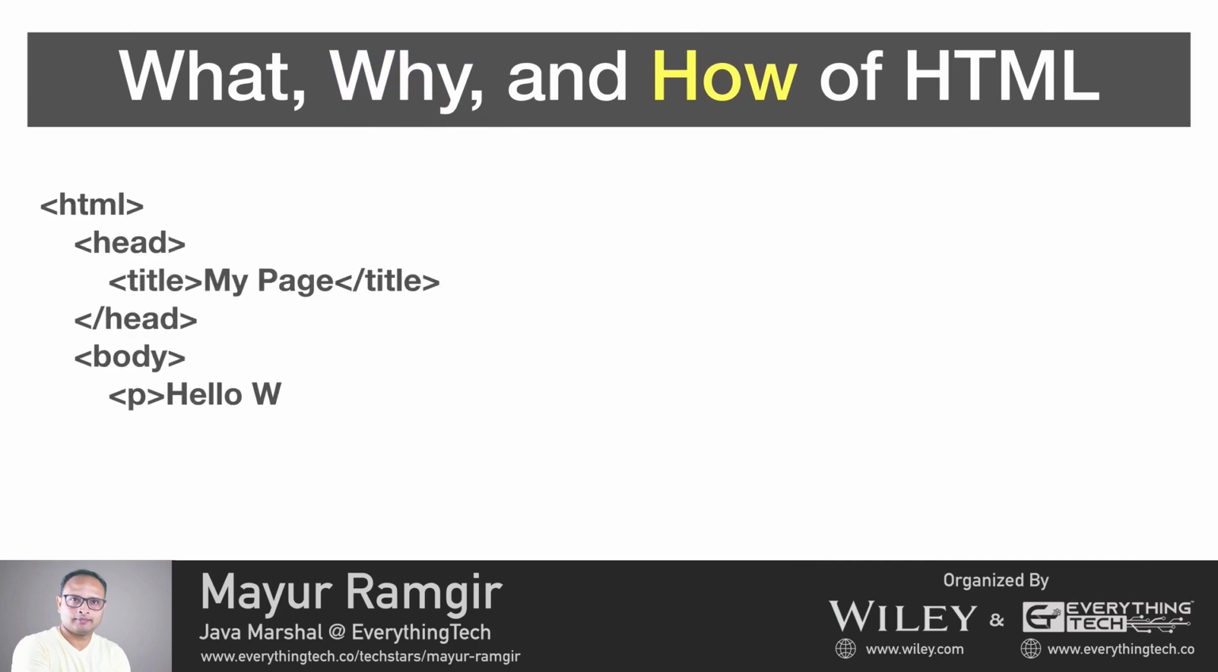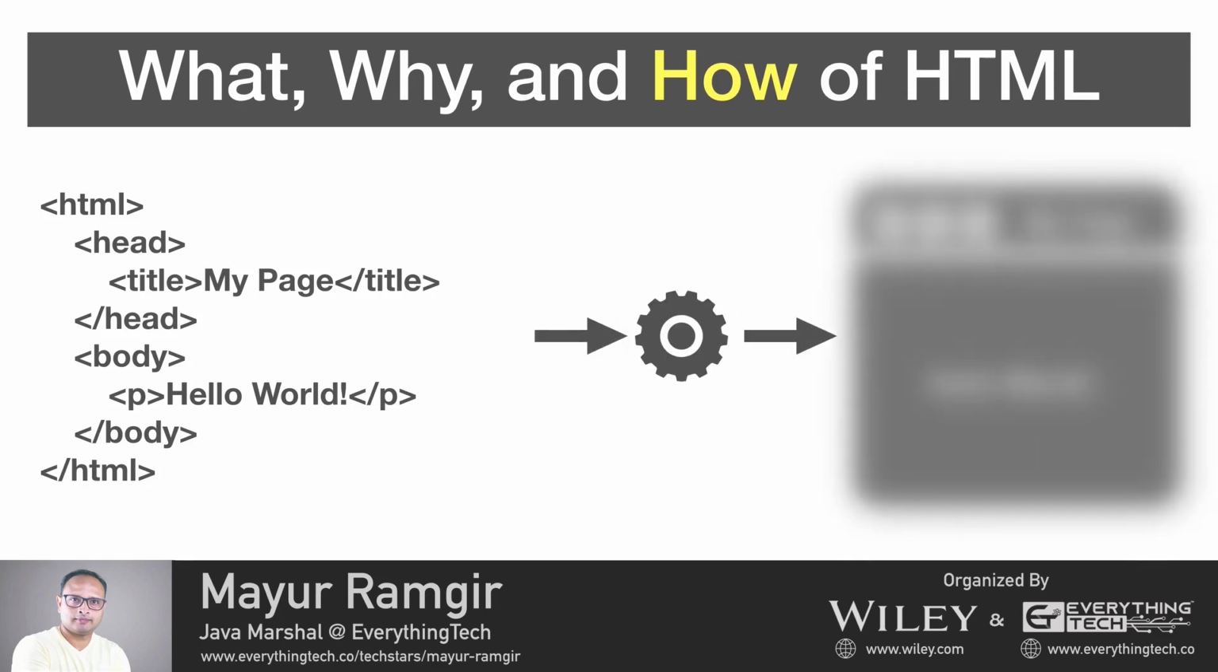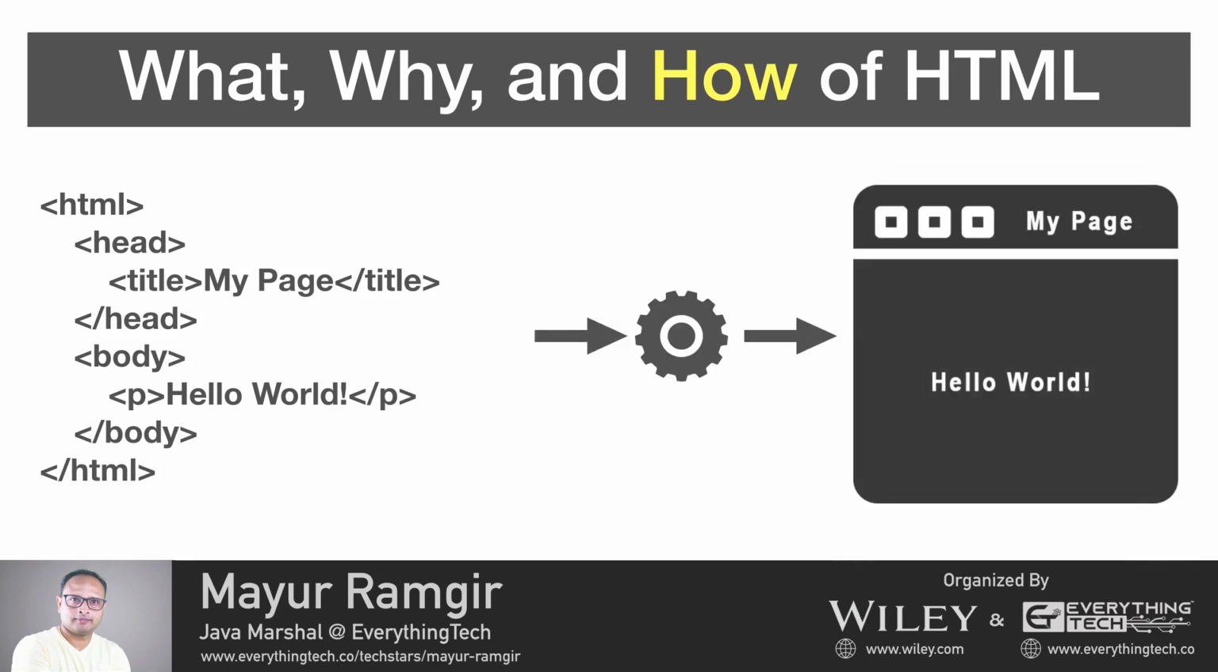Now let's see how it works. We have HTML code like this, which gets rendered via a browser like Chrome, Firefox or Internet Explorer. The browser then renders this code and produces the output. In this example, we will see Hello World in the browser window and My Page on the title bar of the browser.